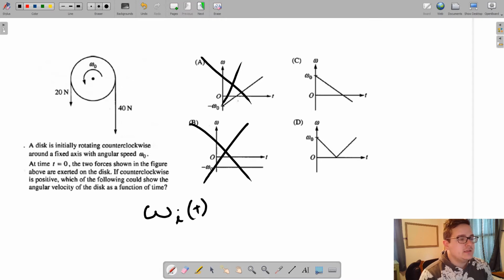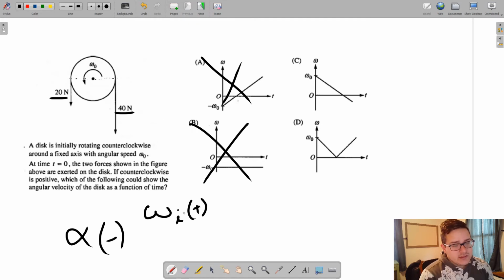Well, what is this disk going to do? So we have 20 newtons on the left, 40 newtons on the right. They both have the same radius from the center. So that means we're just looking at torque net here. So with that being said, it's going to want to accelerate going clockwise. So your acceleration here is going to be negative.